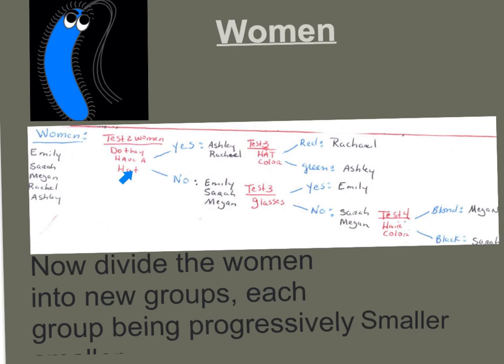Now, if we determine that the individual did not have a hat, we'll discard these 2 people and only look at these 3. Okay, so let's look at something that we can use to divide these 3. How about glasses? If they have glasses, then we've identified Emily, and if no, we've narrowed it down to 2 possible choices. Between these 2, we can go with hair color. If it's blonde, we've identified Megan, and if it's black, it's Sarah. So if our unknown was one of these 2, we identified them in as few as 4 tests.